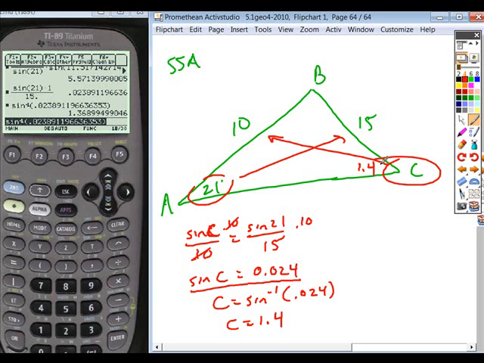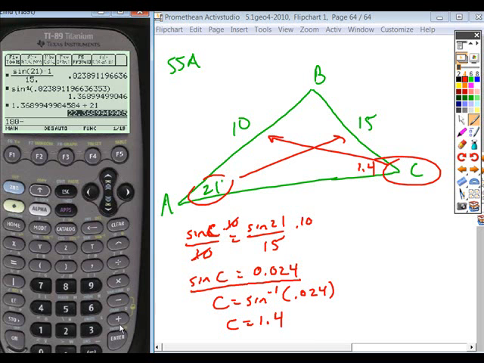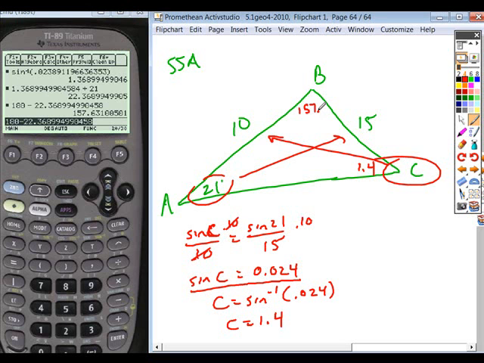Okay, so if this angle is 1.4 and this angle is 21, what we can do is add that to 21. That gives us the value that we could then subtract from 180. So if we take 180 minus that value, we get this angle to be 157.6. And now again, we could confirm this. 157.6 plus 1.4 is 159, plus 21 is 180.